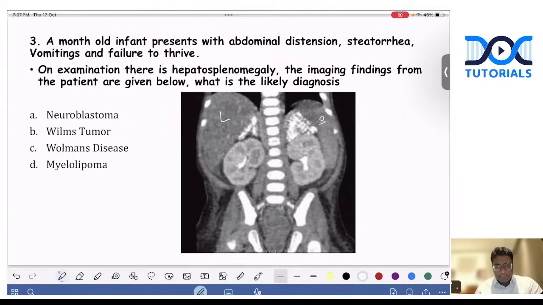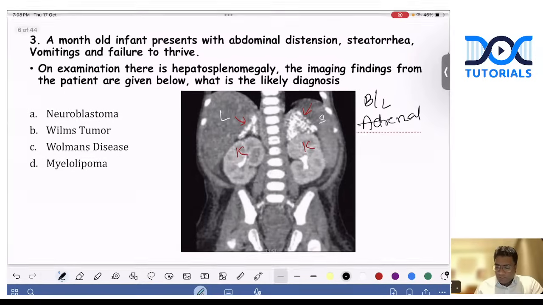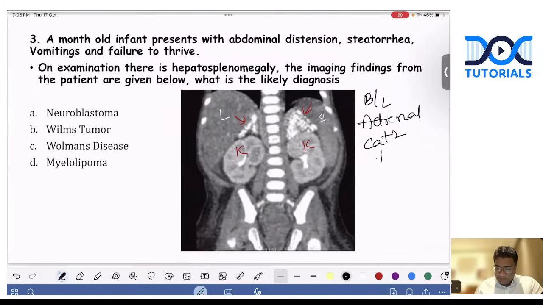So this is a coronal CT scan given to you. These are your kidneys, right? And above the kidney, you can see these bilateral adrenal glands or suprarenal glands showing calcifications. So adrenal gland calcifications, especially bilateral adrenal calcifications, especially in a 1-month-old child with steatorrhea, vomitings, failure to thrive, bilateral adrenal calcification. This is classic of Wolman's disease.